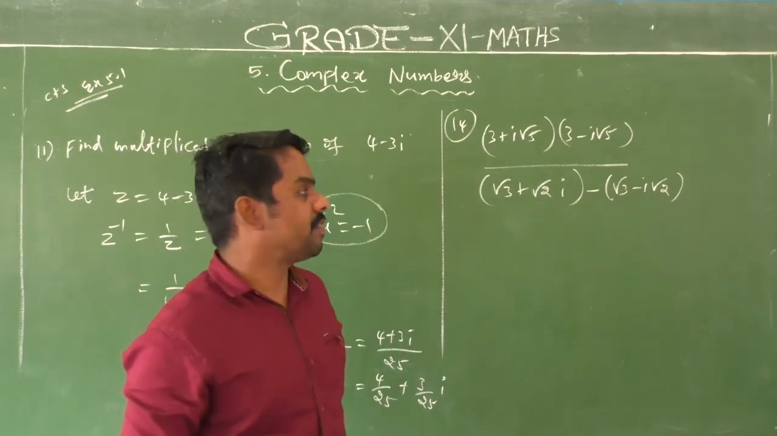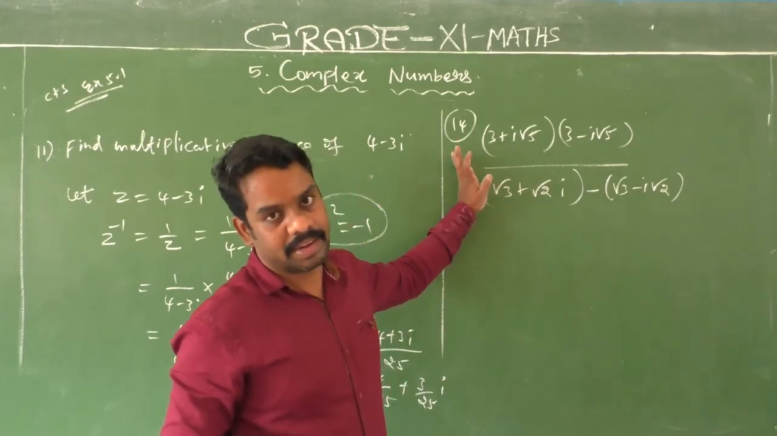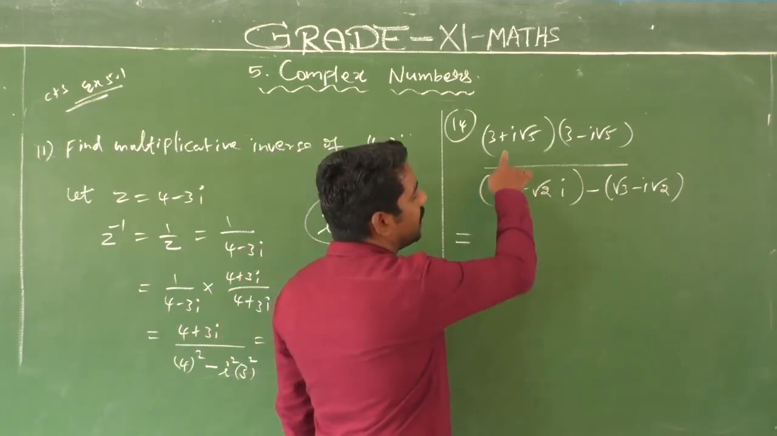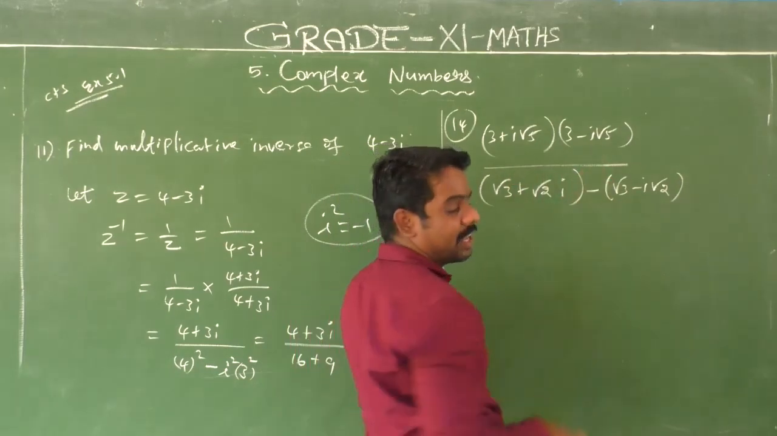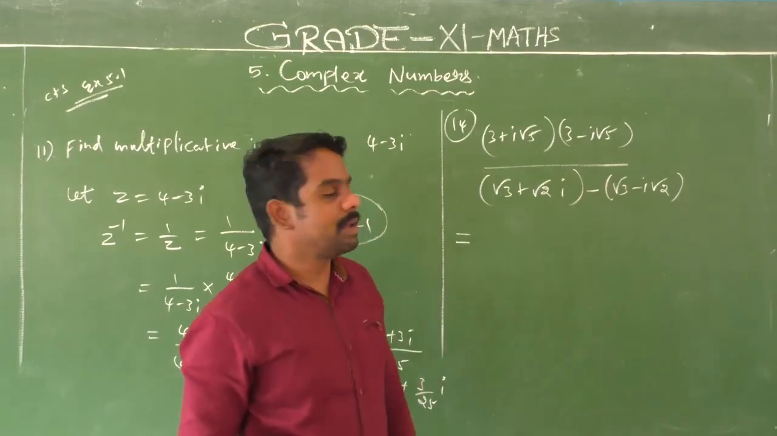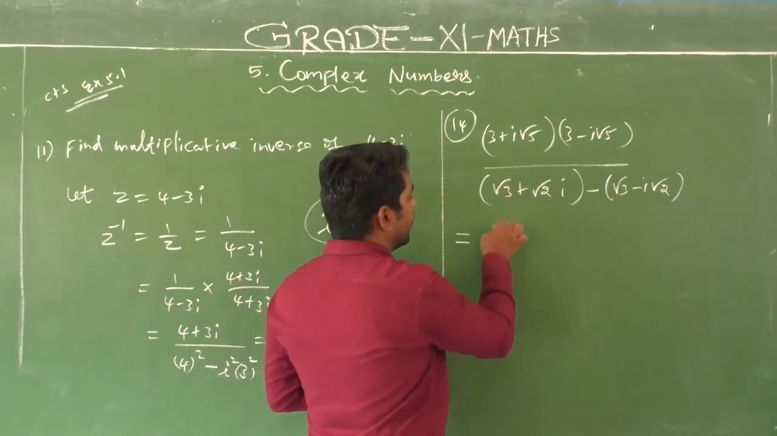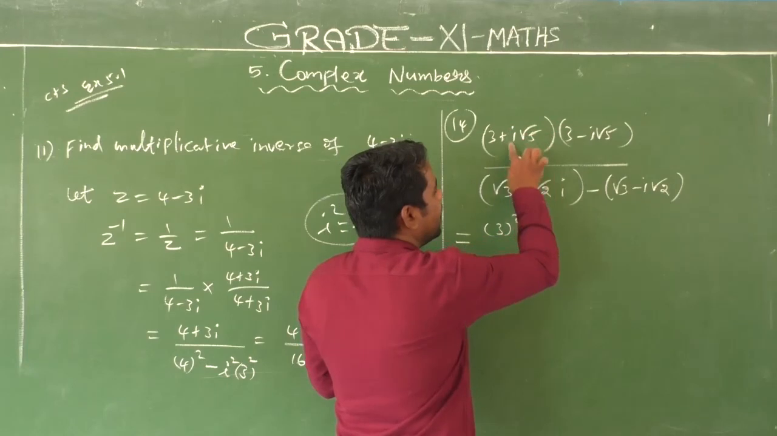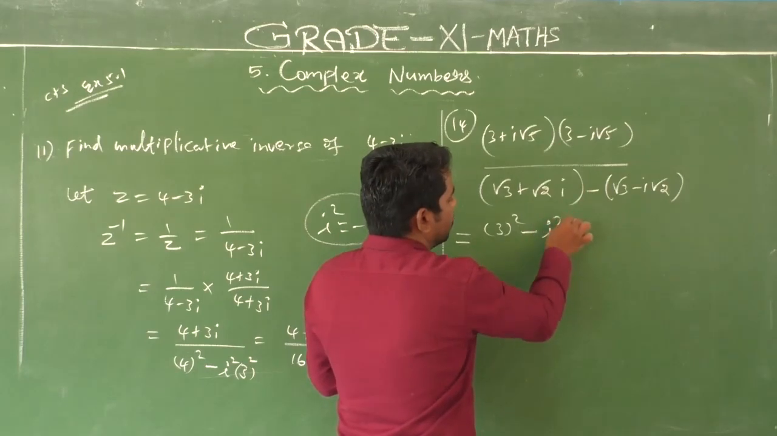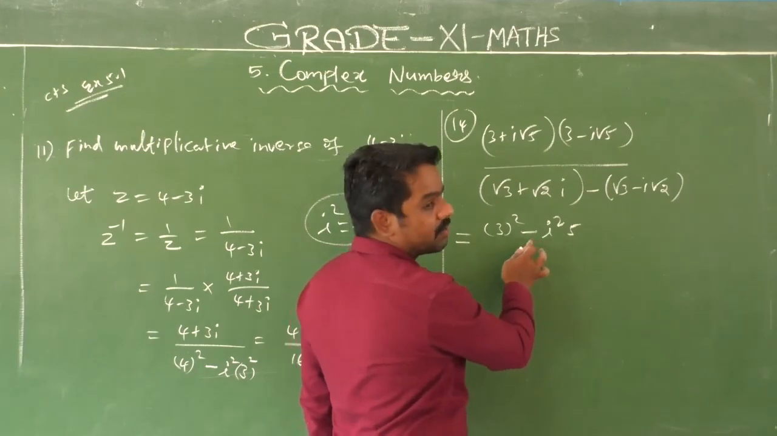We need the standard form of this complex number. Here, 3 plus i root 5 into 3 minus i root 5 is of the form (a plus b) into (a minus b), which is a square minus b square. Here 3 square minus b, where b is i root 5. So i square into root 5 whole square, which is 5. Here i square value is minus 1, so minus 1, plus 1.